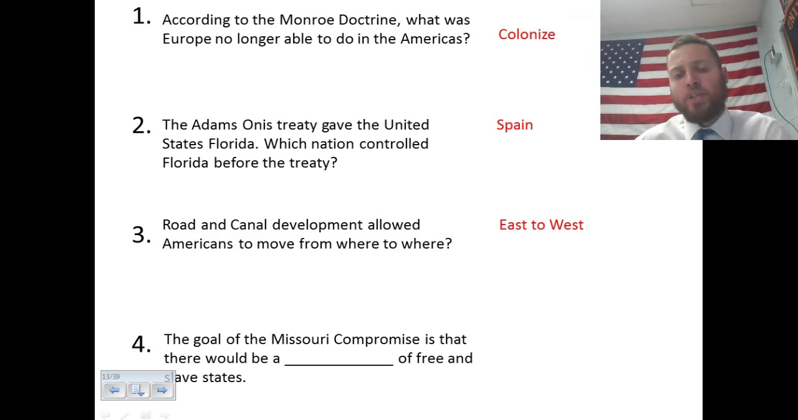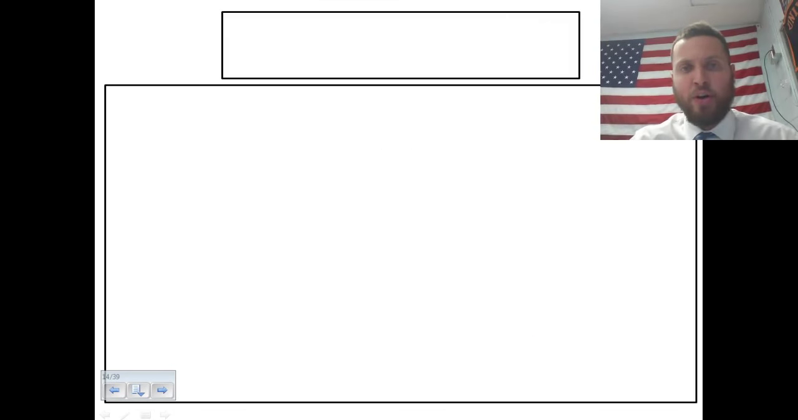Number four, the goal of the Missouri Compromise is that there should be a blank of free states and slave states. That is a balance. You want to have the same number of free states as you do slave states to keep things the same in the Senate. So that's why Missouri is slave, Maine is free, and then they drew a line. Hey, good. If you guys did good on that one, you're going to do good on the test, I guarantee it. Let's make some more note cards, though.